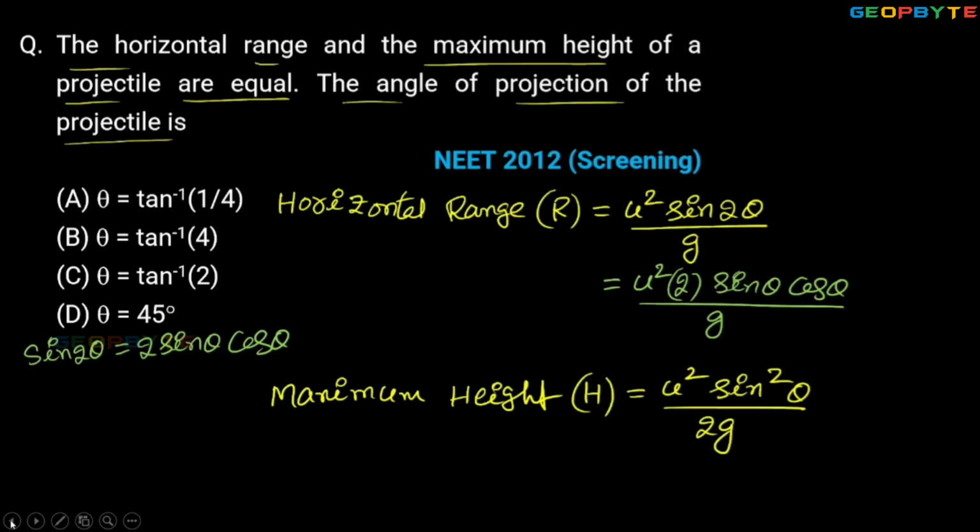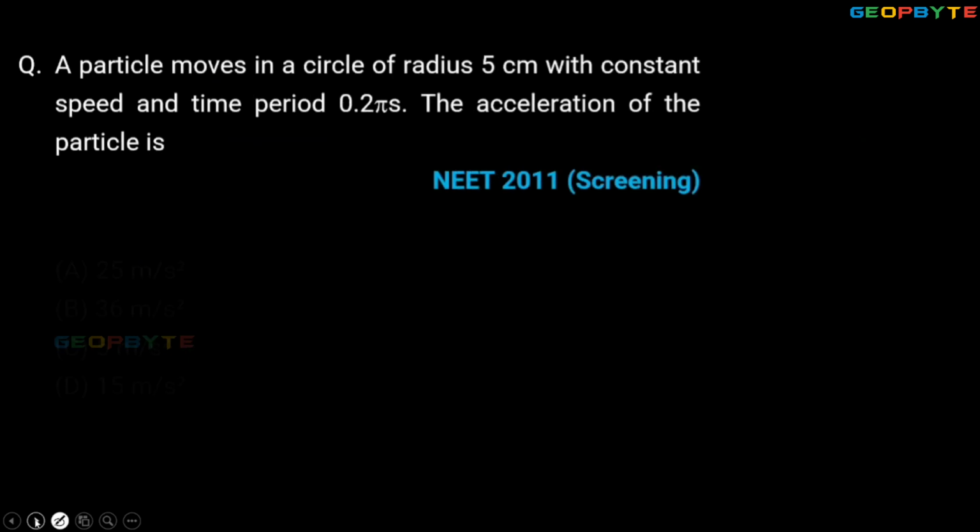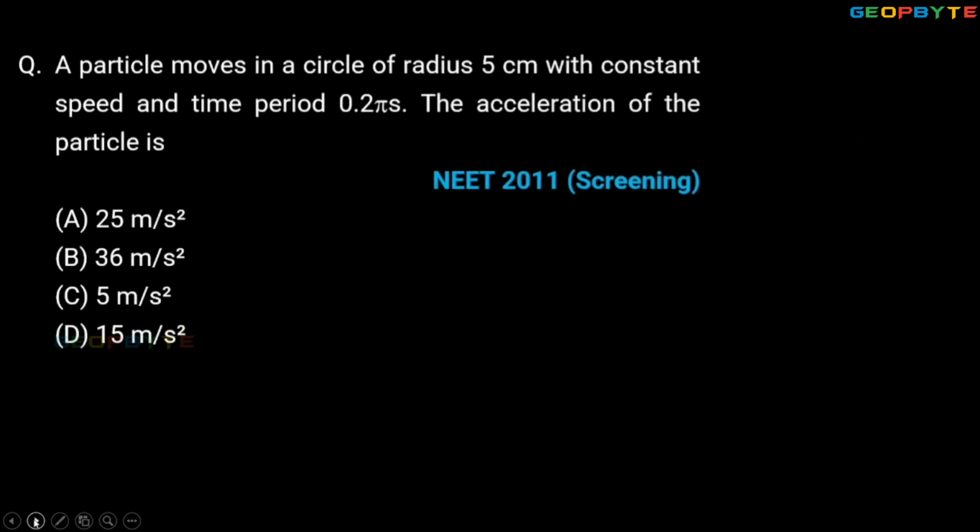Look at the options. Look at option B. Option B is absolutely correct. Understood clearly? Yes. Then let us take another important problem. Look at the screen. It is asking like this. A particle moves in a circle of radius 5 centimeters with a constant speed in a time period of 0.2 pi seconds.